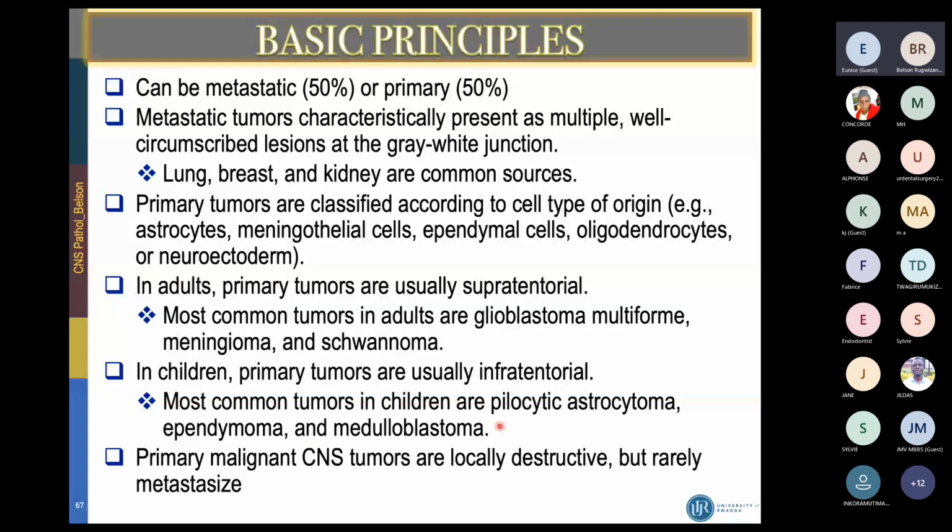Metastatic cancers are multiple. Metastatic disease in the brain, lung or liver is usually multiple, in circumscribed regions at the gray matter-white matter junction. You do not often see them in the middle of the white matter or gray matter. Usually they come from lung, breast or kidney.